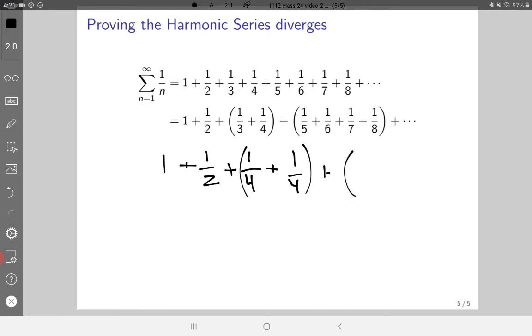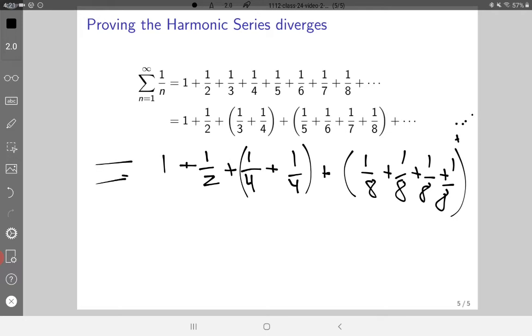And then in the next block of 4 terms, I'm going to make all of them 1/8 plus ... Now, what have I really done? I am not legally allowed to write equals here because I changed some things. I can't say that. So what could I legally say? Well, the 1 became a 1, so I didn't change anything. The 1/2 became a 1/2, I didn't change anything.